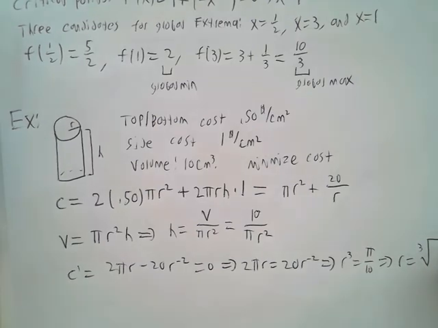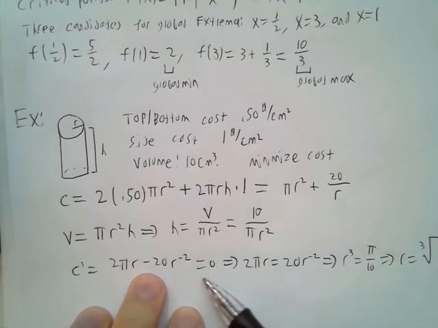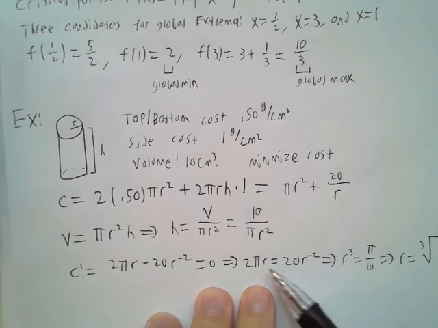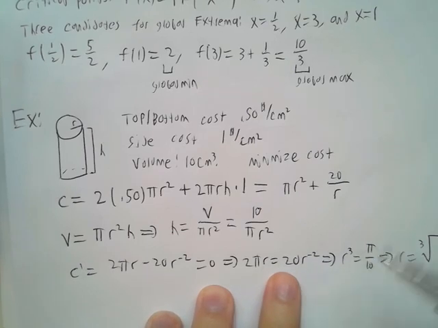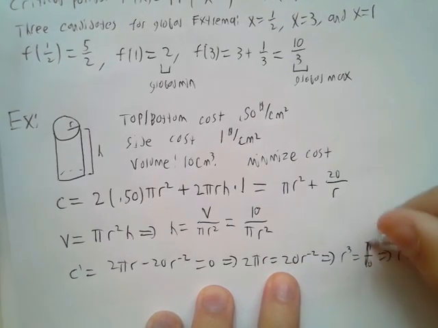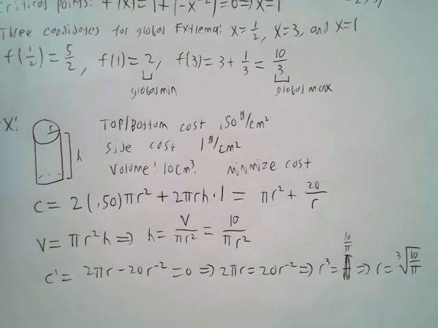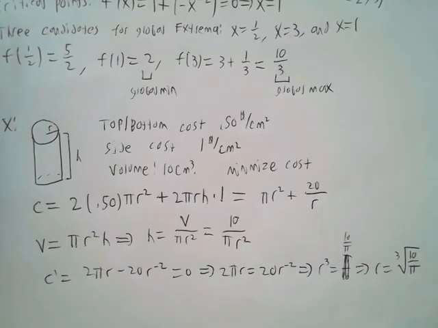Let's see, have I made a mistake here? I have something different in my notes, but I don't see that I've done anything wrong here. Let's see. 20r to the negative 2 equals this. We divide by the 2 pi, we get 10 over pi. Okay, yeah, so this should be 10 over pi. Sorry for that. So we get r is equal to cube root of 10 over pi. And this is a critical point.